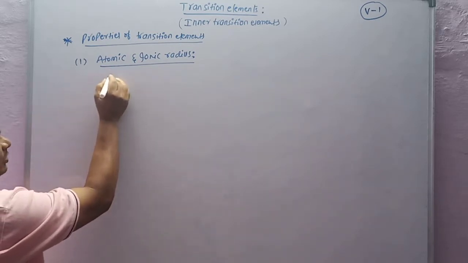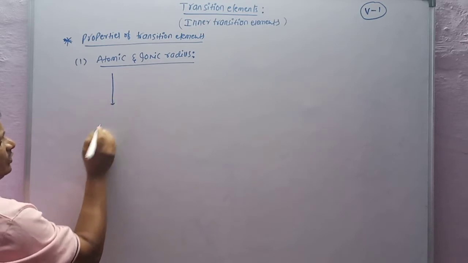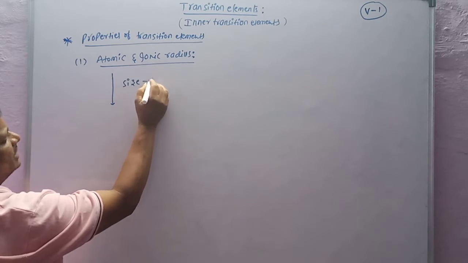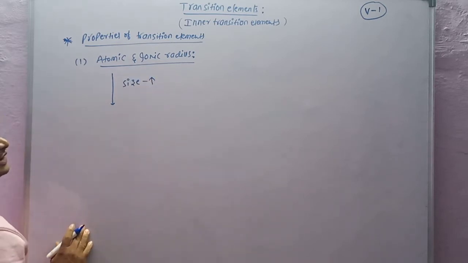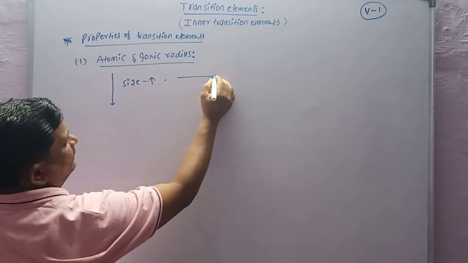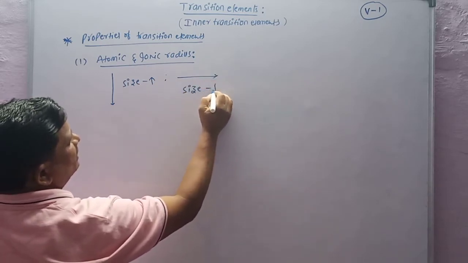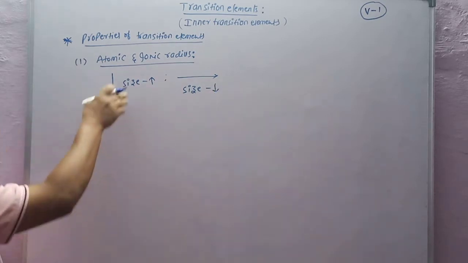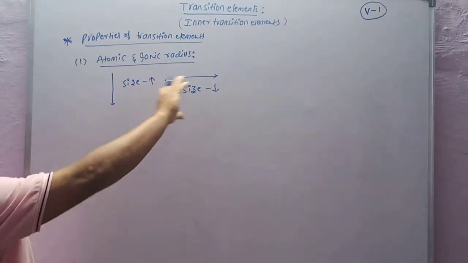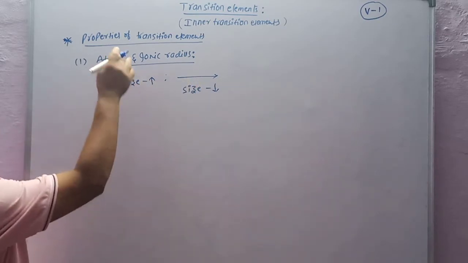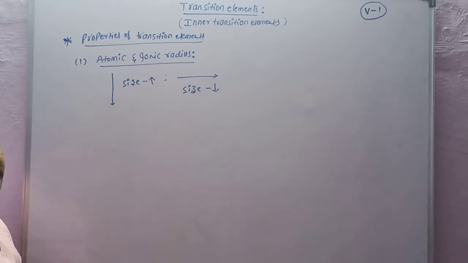Actually from top to bottom, size increases. Now left to right, size generally decreases. These are the vertical columns, which are groups. These are the horizontal rows, which are periods. So from top to bottom size increases.